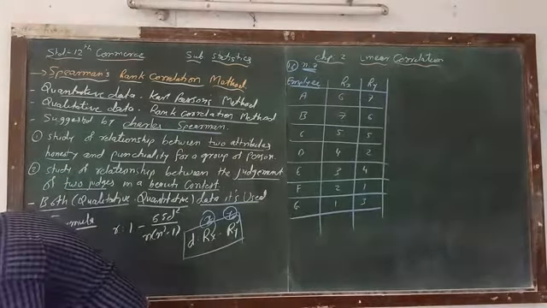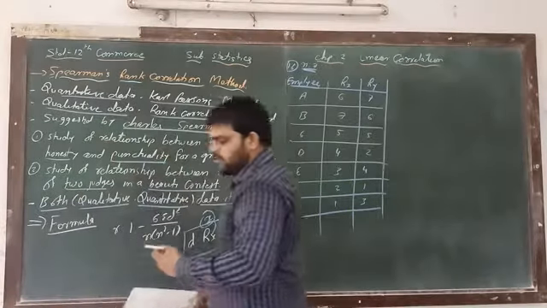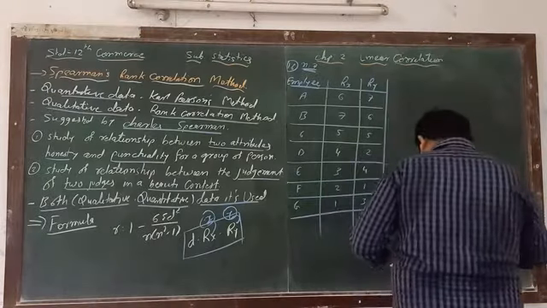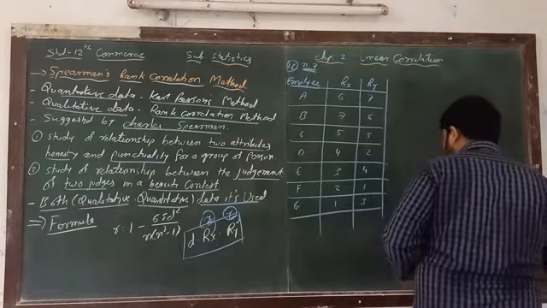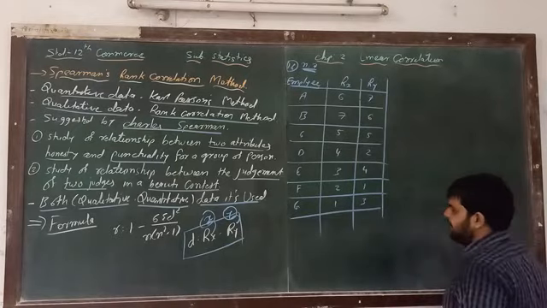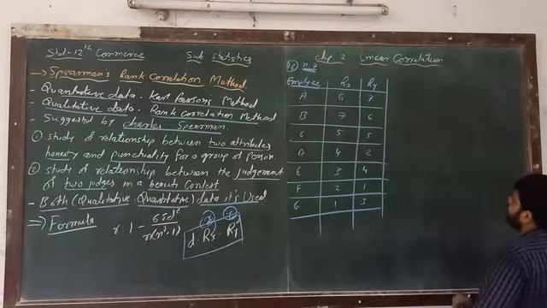With the help of this information, what do we have to find out? We have to find out the rank correlation method. Okay, so we have to find out the rank correlation method. First of all, we have to write the formula. Okay, so here what is the formula?